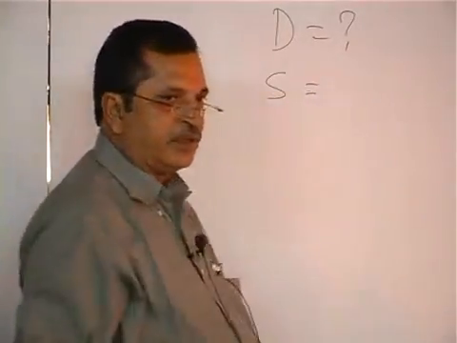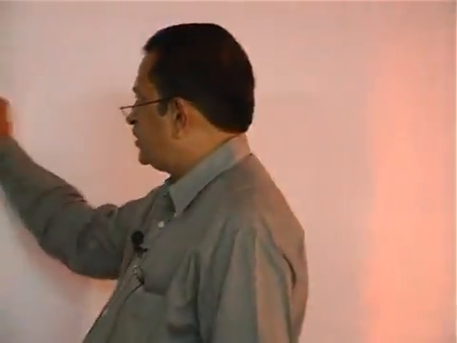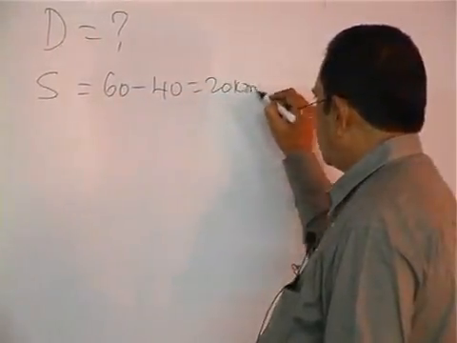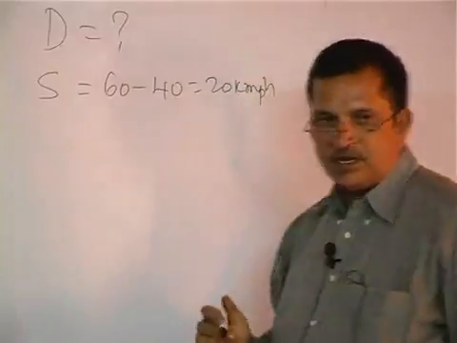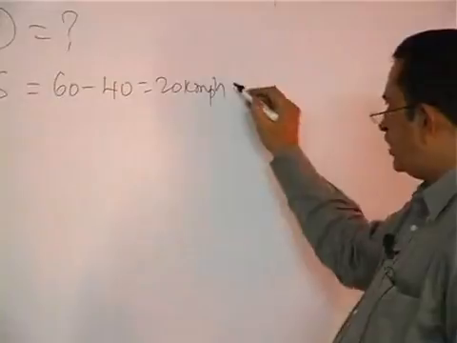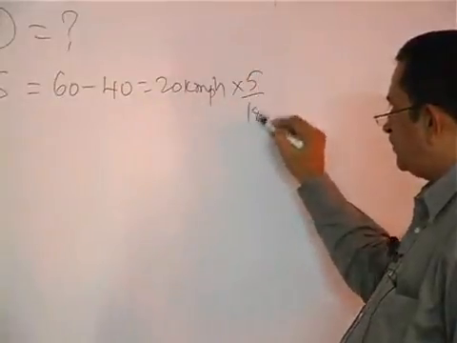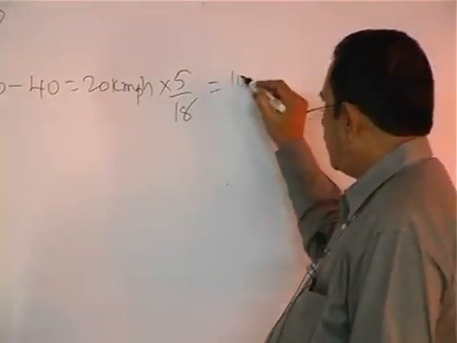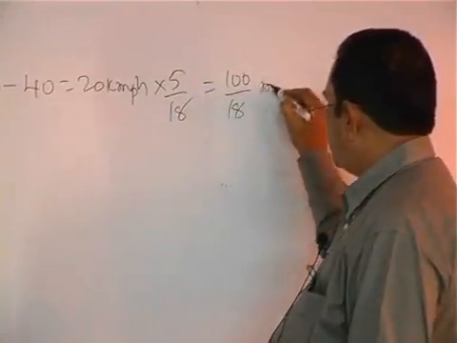Speed. Since both the trains are moving in the same direction, speed means higher speed minus lower speed. That is 60 minus 40, 20 kilometers per hour. Usually train lengths we denote in meters, so we want in meters, so we convert the speed. 20 kmph into 5 by 18 means 100 by 18 meters per second.